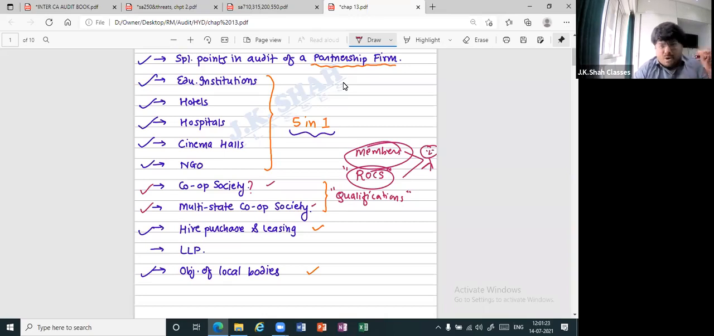Thereafter, cooperative society, they will have a managing committee, just like I hope many of you might be staying in cooperative societies.